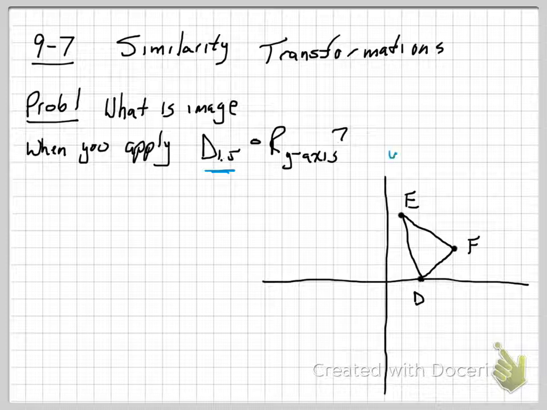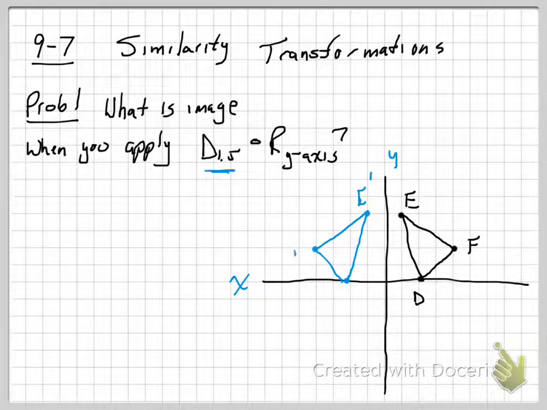So again, here's your y, here's your x. So you're going to reflect over the y-axis. When I do that first, E prime goes right there. F prime is 1, 2, 3, 4. F prime is right there. And D prime is 1, 2, right there. So if we go ahead and draw that triangle, that becomes E prime, D prime, F prime.